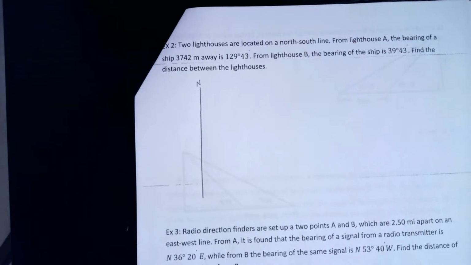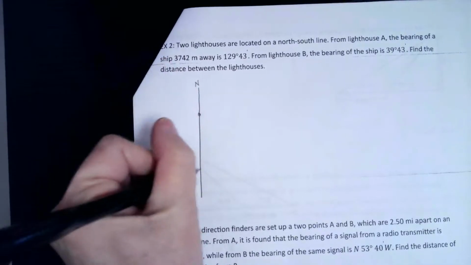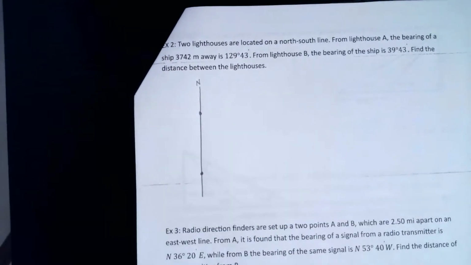So how about we just draw ourselves two lighthouses? What did they call the lighthouses? They give them names, A and B. I don't know which one is A and which one is B. It could be AB, it could be BA. We don't know that yet, but we can figure it out. Because this is not just about lighthouses. What else is it about?